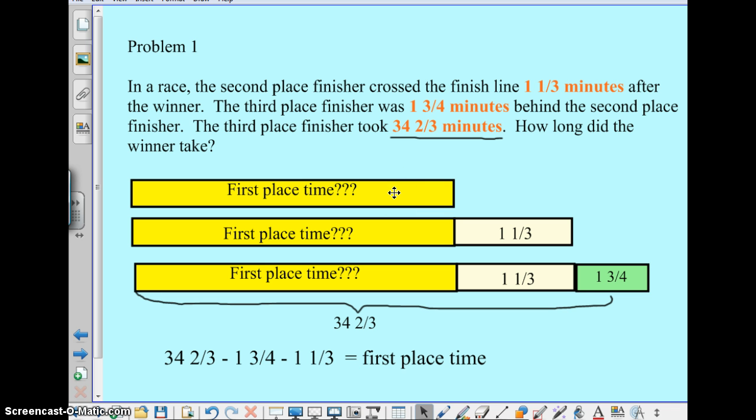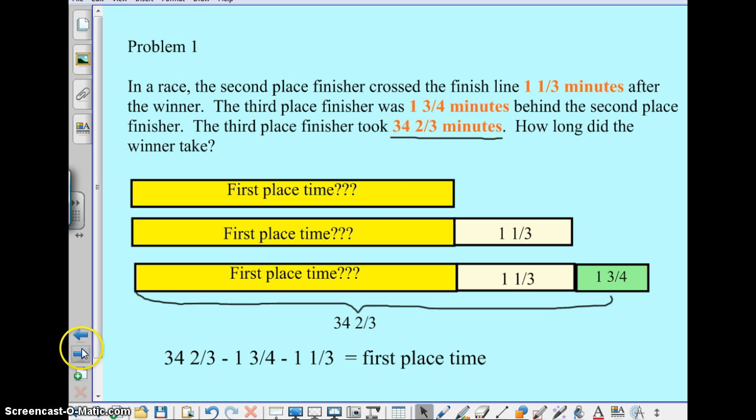We have our first place person. We don't know how long it took. This is our second place person. It's the winner plus 1 1/3 minutes, right here. This is second place. Third place is 1 3/4 minutes behind the second place. So third place is the winner plus second place plus an additional 1/3 of a minute. Okay? And we know that the third place guy took 34 2/3 minutes altogether. So this whole bar diagram equals 34 2/3. Okay? Do we got that? Great. So this is how our algorithm is set up.